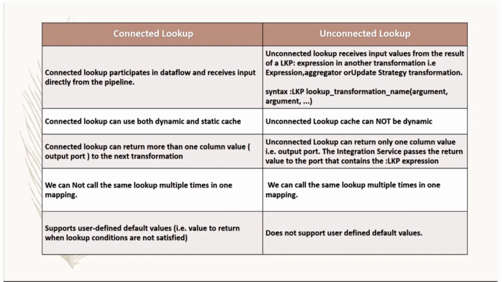Let's come to the second point. A connected lookup can use both dynamic and static caching. When it comes to the unconnected lookup, the cache cannot be dynamic. You may have a doubt about what the dynamic and static cache are. I will explain in the next session. Let's come to the third point. A connected lookup can return more than one column value as an output to the next transformation. But the unconnected lookup can return only one column as an output.